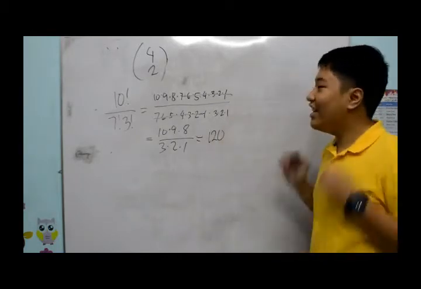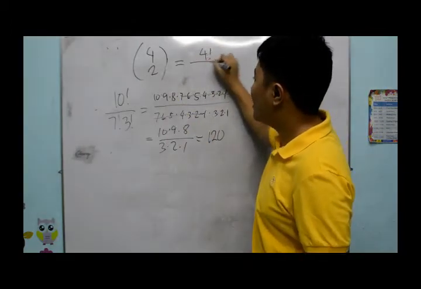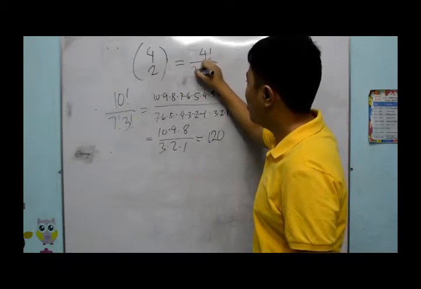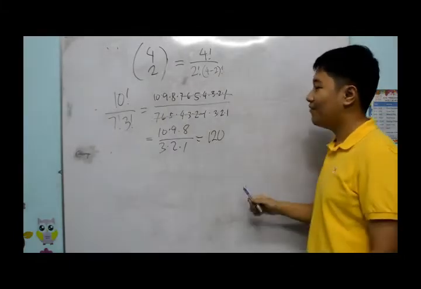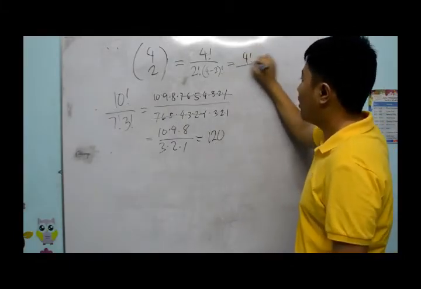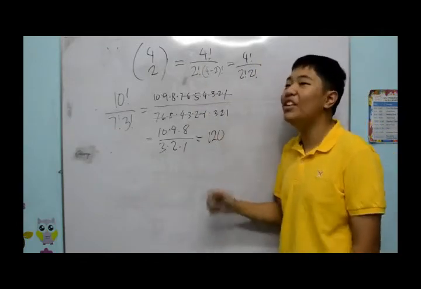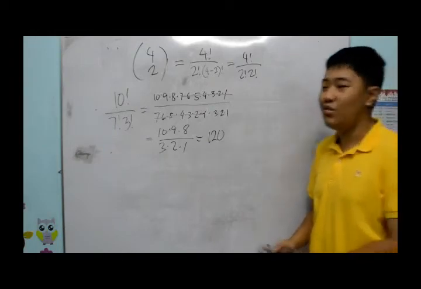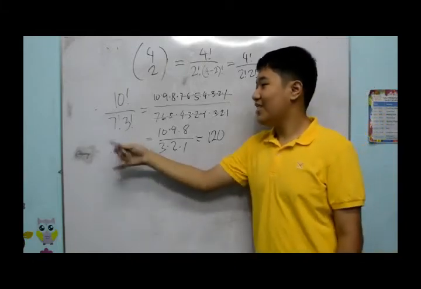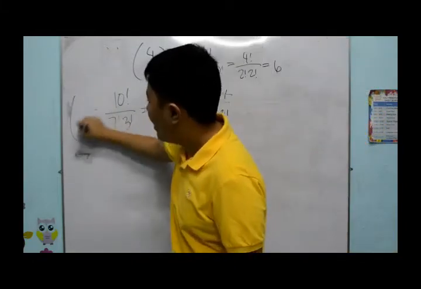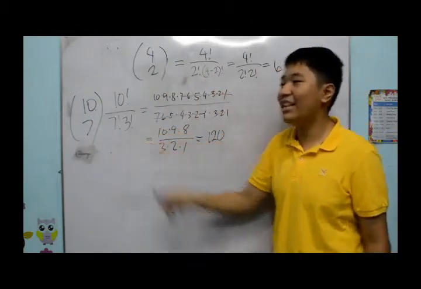Hey, I basically led you to the definition of what this is. This is equal to 4 factorial over 2 factorial times (4 minus 2) factorial. So 4 factorial over 2 factorial times 2 factorial. This is pronounced as 4 choose 2 or 4 taken 2. But personally, I like 4 choose 2. Evaluating this, we get 6. So I basically led you into doing 10 choose 7. This is the same as that.